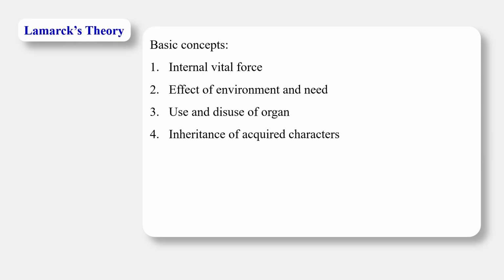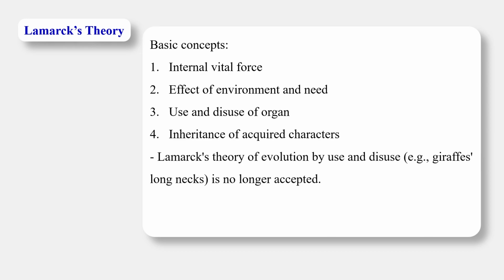Fourth point, inheritance of an acquired character. As this character, the use of neck, continuous use of leg and forelimb to reach the tall tree, is acquired by the giraffe. So these are the points which were discussed by Lamarck. But this Lamarckian theory of evolution by use and disuse, for which he gave the example of the giraffe's long neck, is no longer accepted.